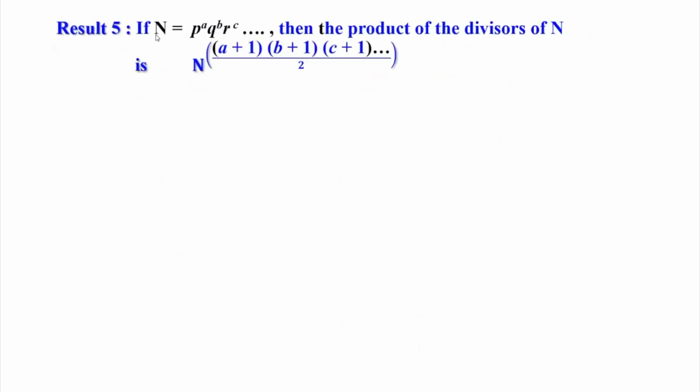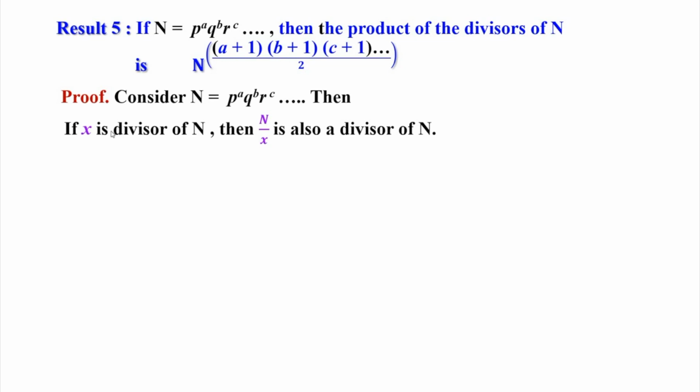Next, we have this result: if I am given n to be a composite number, by the fundamental theorem of arithmetic it could be written in this way. So what we are trying to prove in this result is the product of the divisors of n. Already we have seen the number of divisors and the sum of divisors, and this tells about the product of the divisors of n. Now we'll consider n to be this, because any number n by the fundamental theorem of arithmetic can be written in this way.